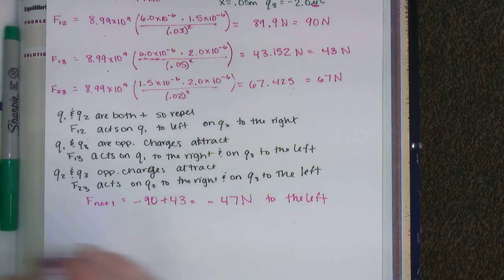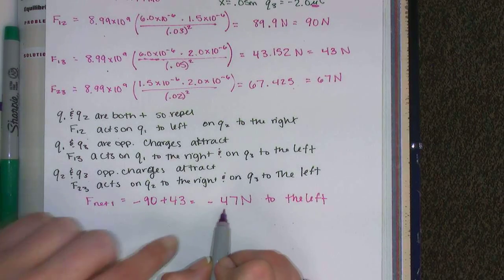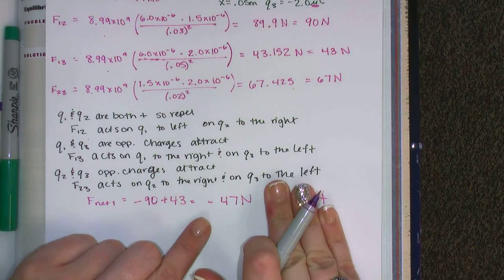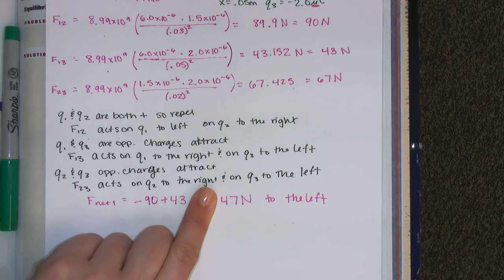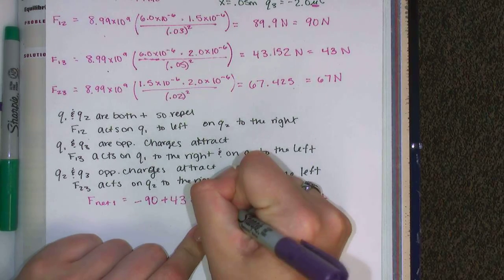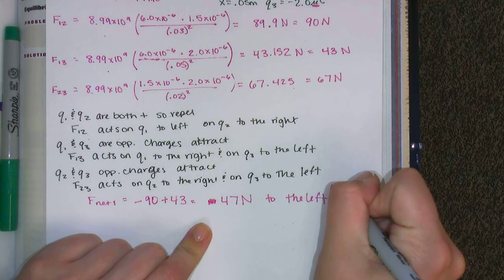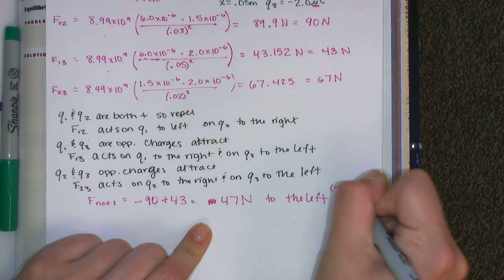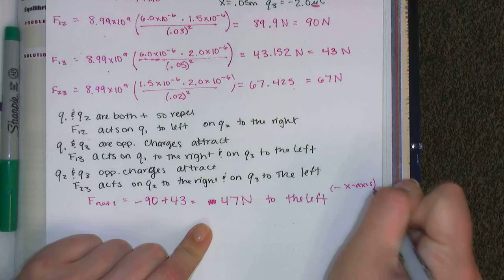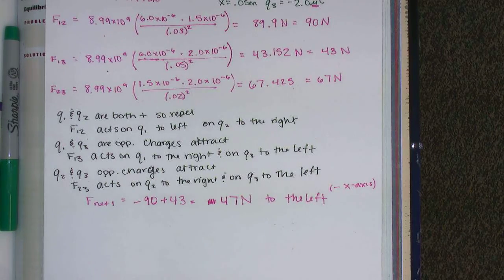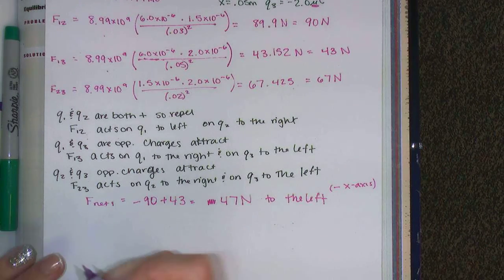Well, let me rephrase here. Hold on. I should either say negative 47 newtons or I should say 47 newtons to the left. Your book says on the negative x-axis. So it's up to you how you want to write it. I'd be fine with any way that you wrote it. It wouldn't be wrong either way.